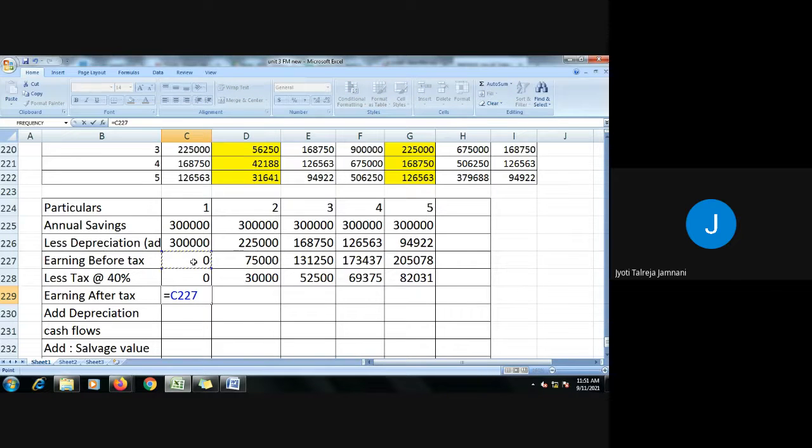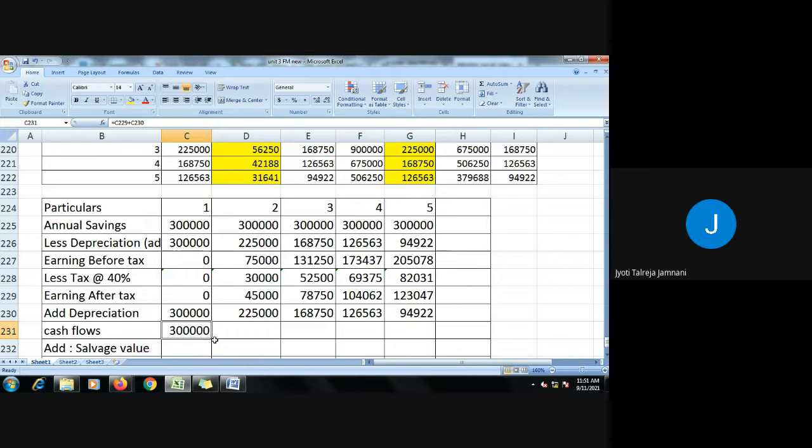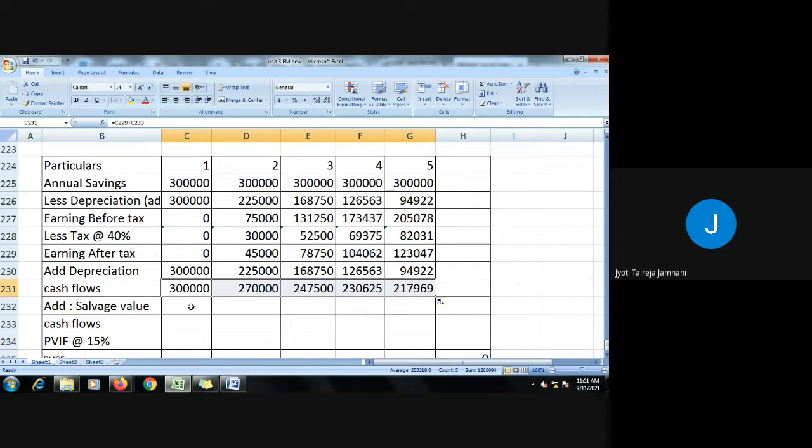So earning after taxes, earning before tax minus tax, 0 minus 0 is 0. Similarly, 75,000 minus 30,000 is 45,000. Now we'll add back the depreciation. We have saved the taxes. Now we want the cash flows. So 0 plus 3 lakh for the first year, this is 3 lakh. 45,000 plus 2 lakh 25, 2 lakh 70, and so on for all the years. Now the last year we have to also add the salvage value.